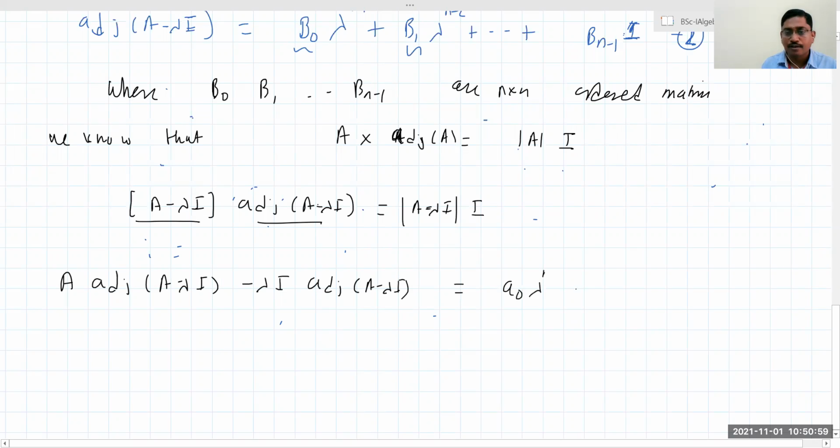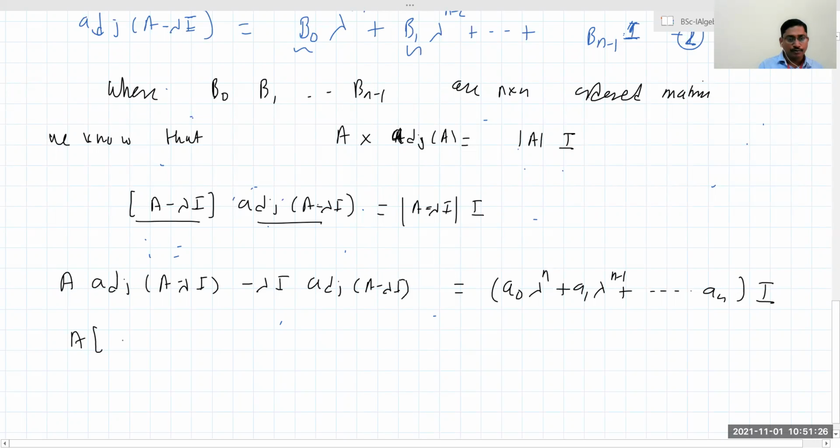And here we know that the determinant of A minus lambda I is a naught lambda raised to n plus a1 lambda raised to n minus 1, and so on, and this is multiplied by the identity matrix. I will take I separately. The determinant of A minus lambda I is the characteristic function, and we know the characteristic equation.